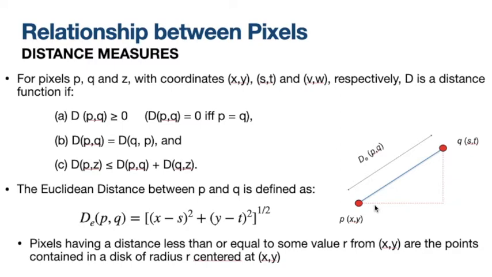Pixels having a distance less than or equal to some value r from x, y are the points contained in the disk of radius r centered at x, y.